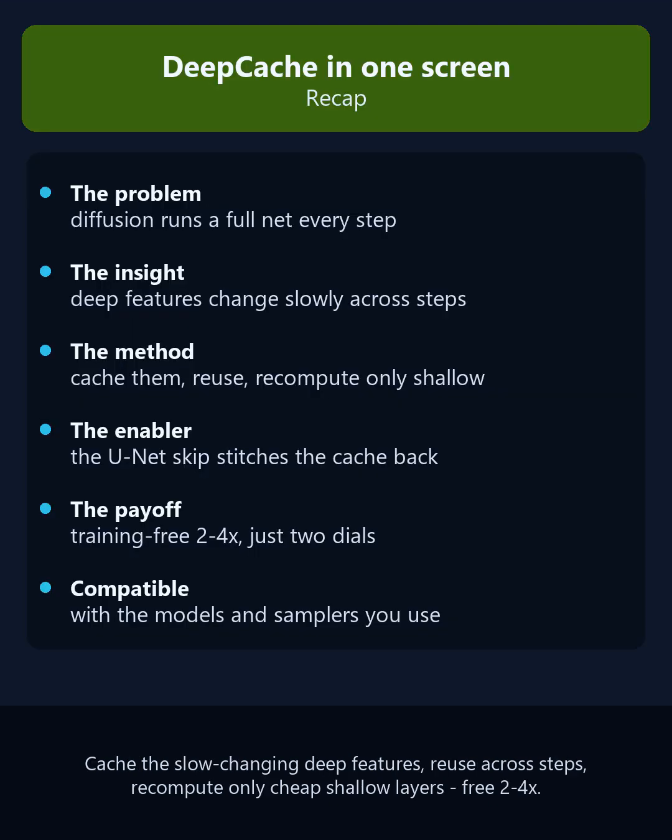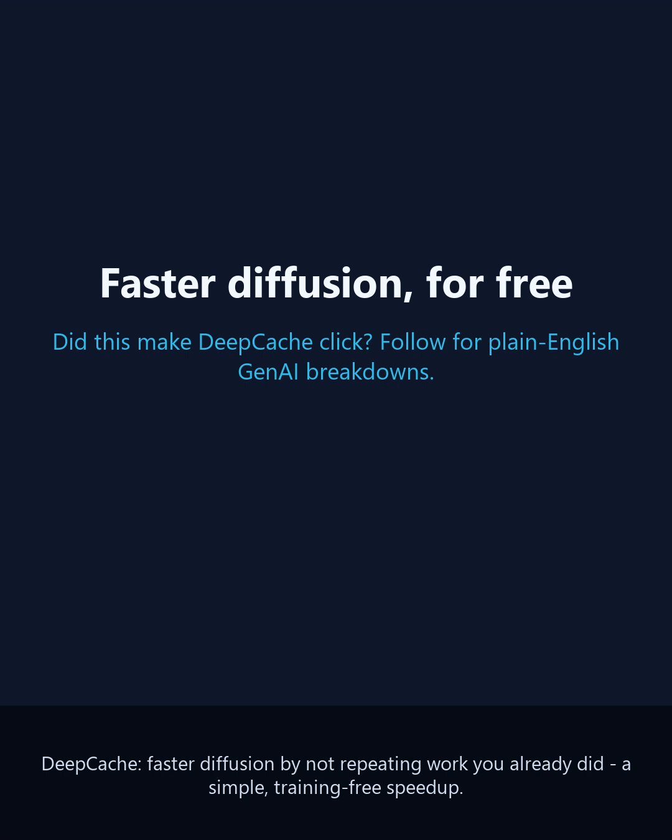Let's recap. Diffusion is slow because it runs a full network at every denoising step. DeepCache notices that deep features change slowly, so it caches them and reuses them across steps, recomputing only the cheap shallow layers through the UNet skip. The result is a training-free 2 to 4 times speedup, controlled by just 2 dials that plugs into the models and samplers you already use. That is DeepCache, a beautifully simple idea, faster diffusion by not repeating work you already did.